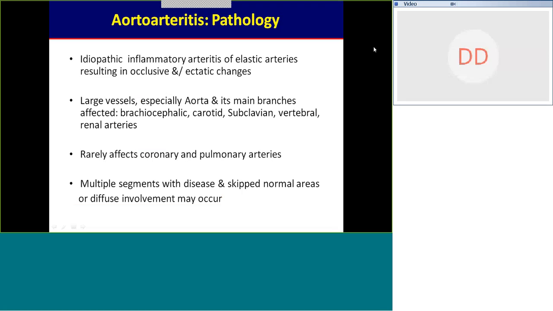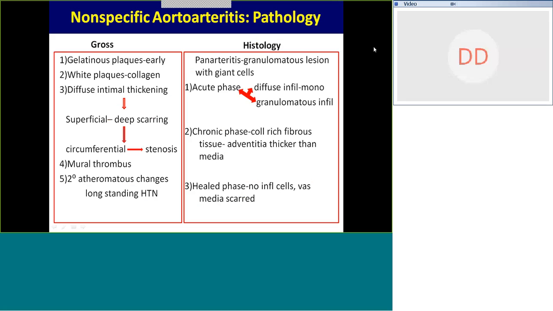And what is important is that it is almost an entire aortitis, not just one part of the aorta. In the same patient, you can have multiple regions of involvement with normal areas in between. Sometimes you can even have a diffuse involvement.